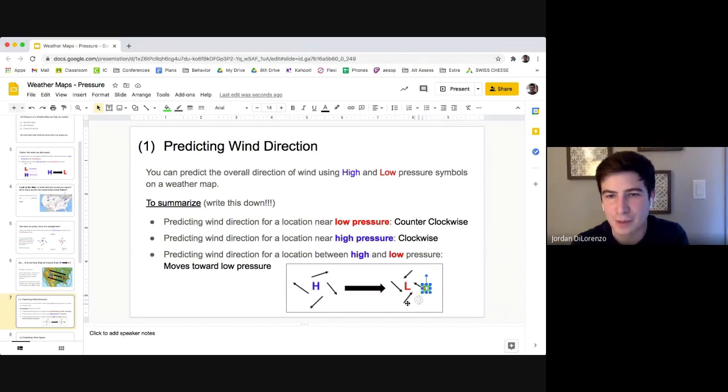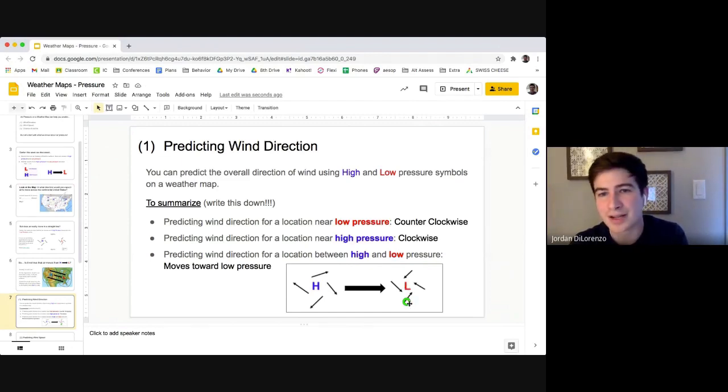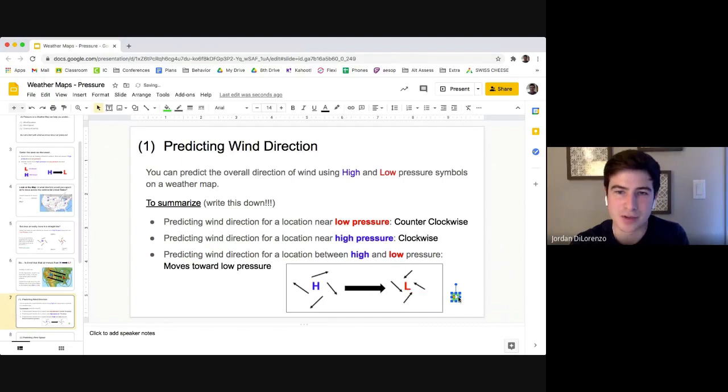If your location that you're trying to predict the weather for is south of a low pressure zone, you could predict that the wind is going to move north or northeast. And the trick also works for high pressure zones, except you're going to do clockwise instead of counterclockwise. Once you draw arrows around your high pressure system, if your location is close to that high pressure system, you can use these arrows to help you guess the wind direction.